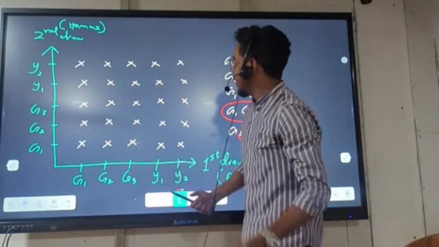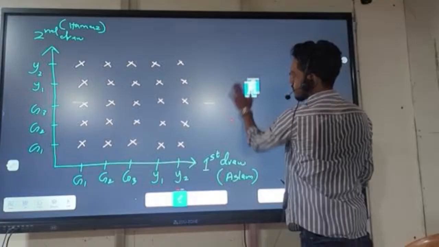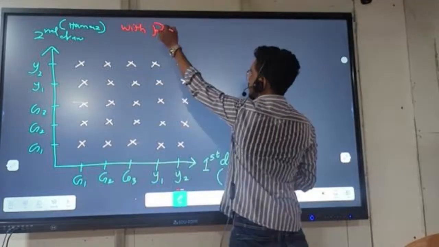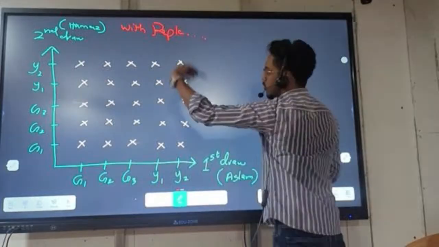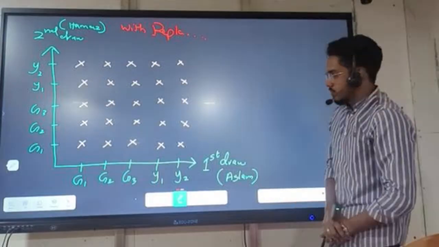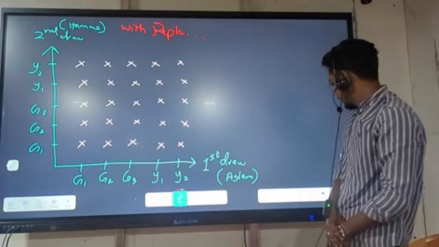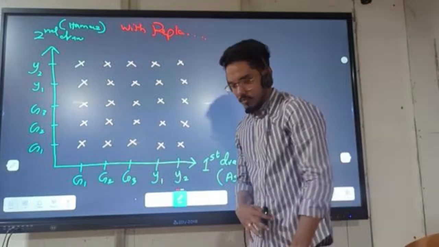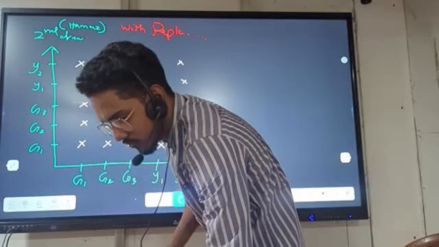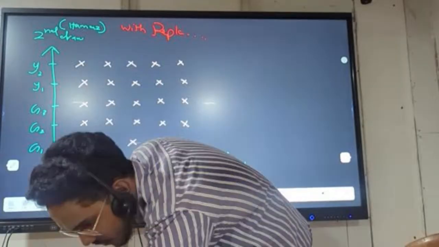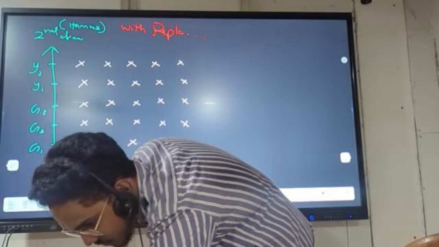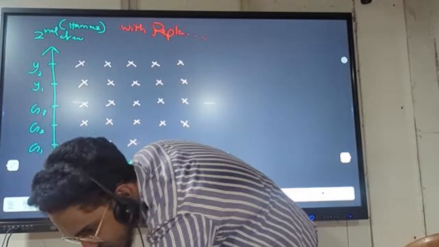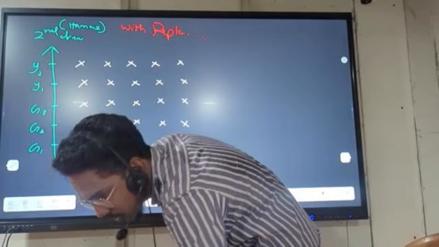Now quickly note this down. Put the heading as "with replacement", and quickly draw this grid. Done. Okay.